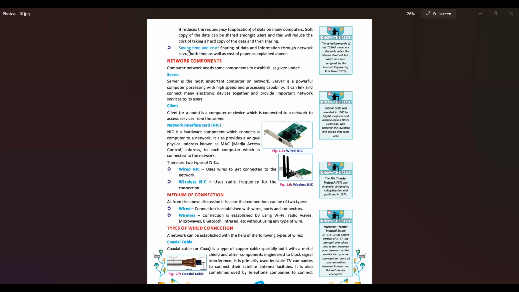And the last but not least is saving time and cost. You know this fact that sharing data and information through a network saves both time as well as money. So my dear student, you know this idea very well. I don't need to explain this thing again.